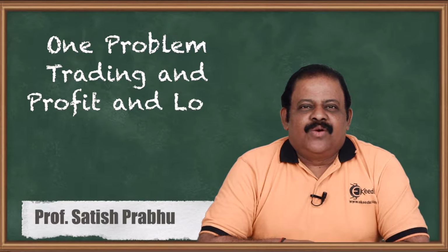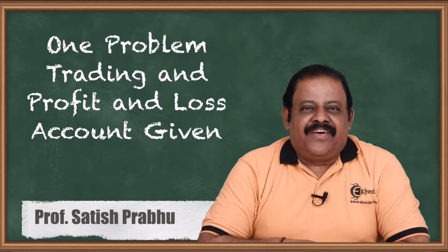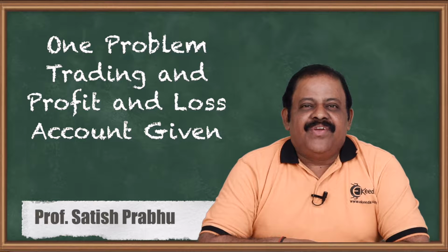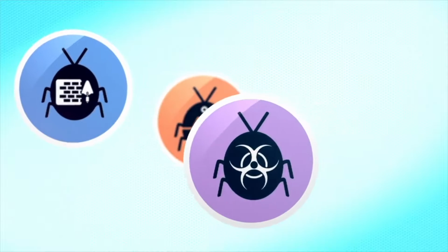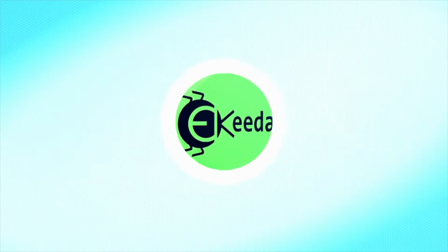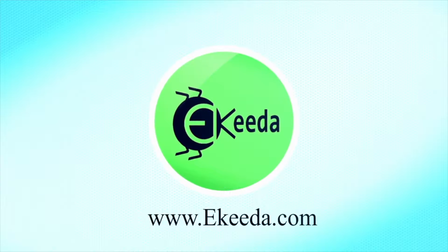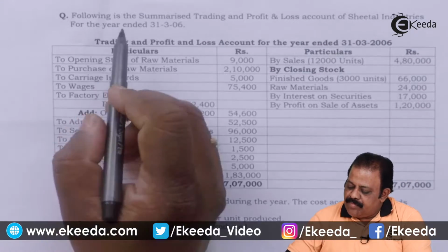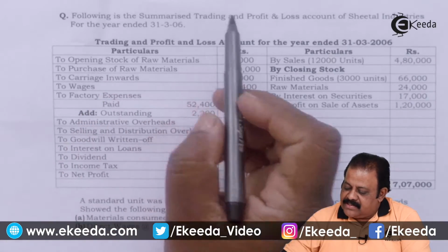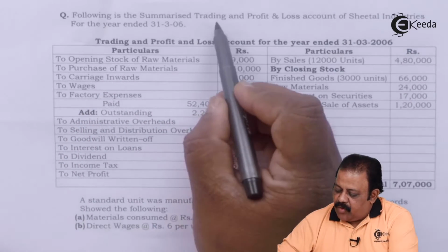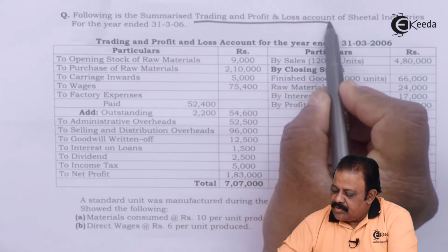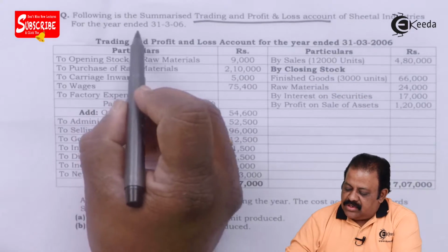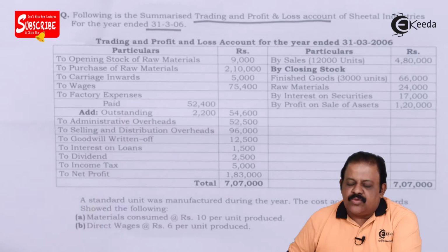Hello friends, today we'll be discussing one question of profit reconciliation statement where we are having details of trading and profit and loss account. Let us read the question. Following is the summarized trading and profit and loss account of Sheetal Industries for the year ended 31st March 2006.